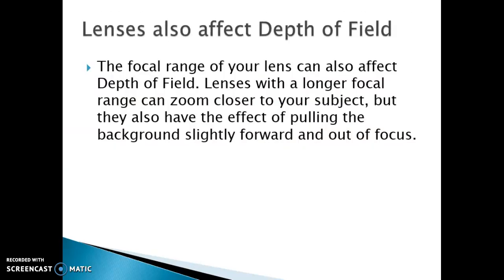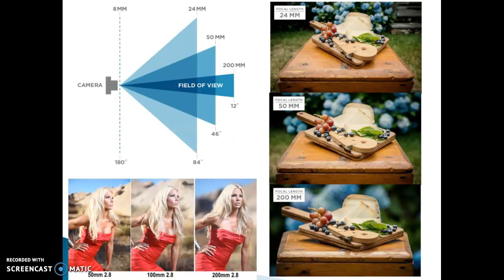So depth of field is the focal range of your lens, okay? How much in the background is going to be out of focus or in focus, okay? And here are just a couple more examples of different focal lengths and depth of field, okay? So at this point, this is just kind of an overview. If you want to pull up the PowerPoint and follow along on your own, there are a couple of questions that I would like you to respond to individually.